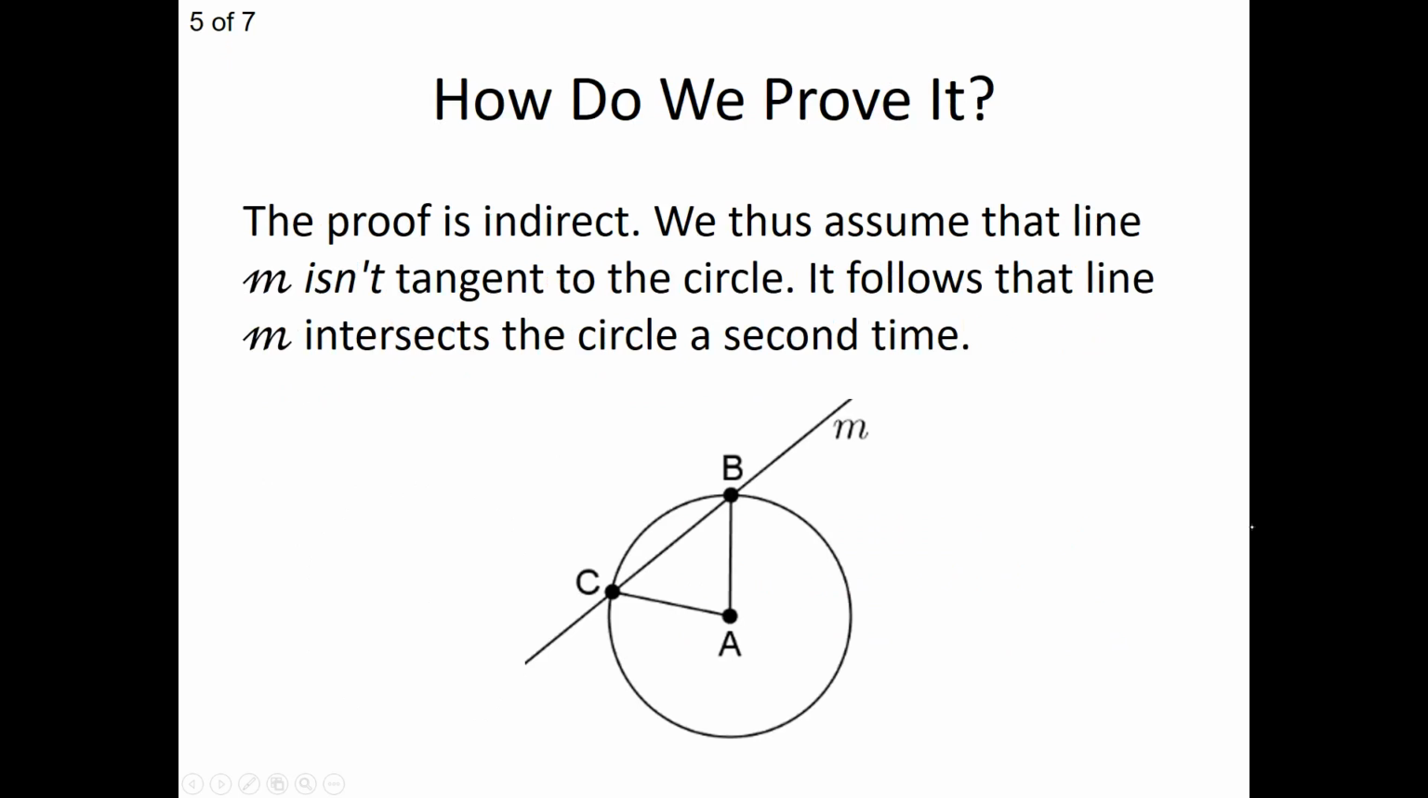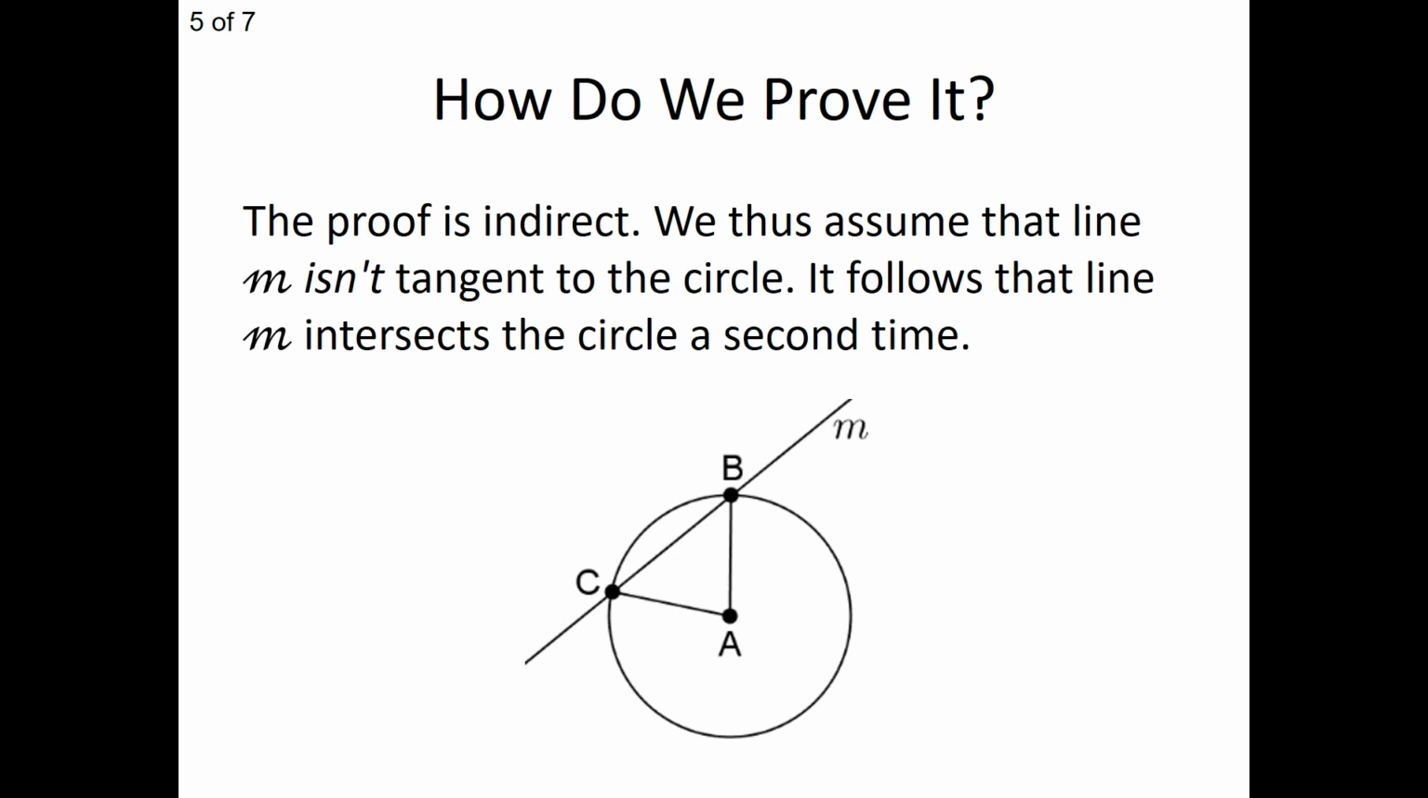So how do we prove it? We're going to prove this indirectly. What we're going to do is assume that M is not a tangent line. If we define a tangent line to intersect at precisely one point, then taking the negation of that, we would arrive at this line M intersecting at more than one point. So according to our circle here, it would still have to pass through point B, but it would also intersect our circle at point C as well. Take a look at our diagram below. We are going to prove now that this is impossible.